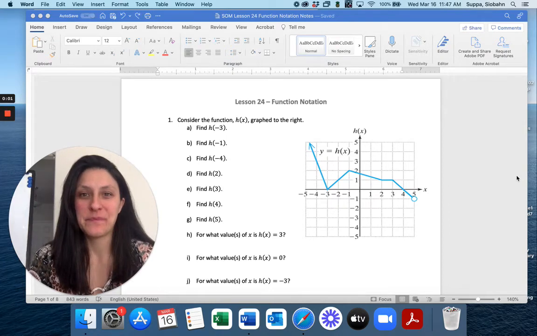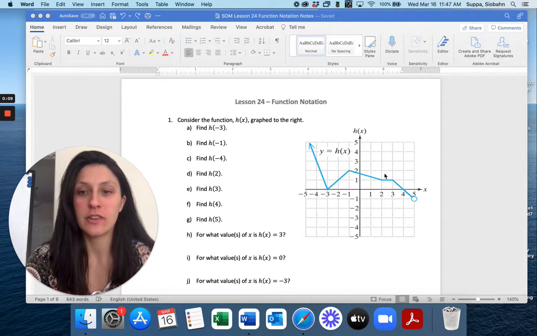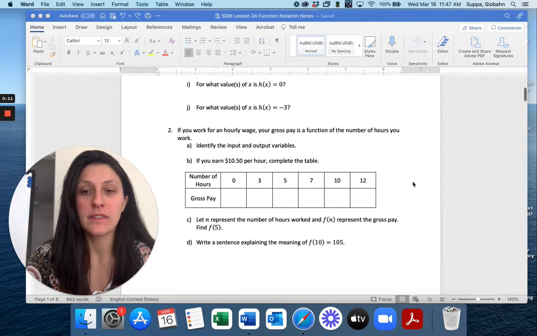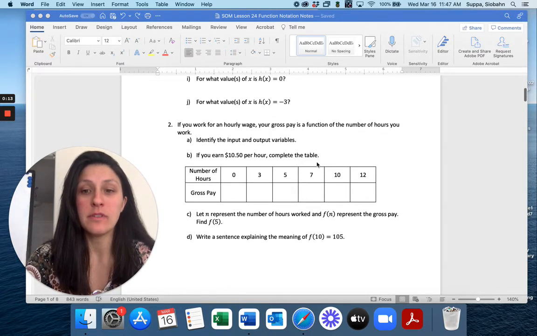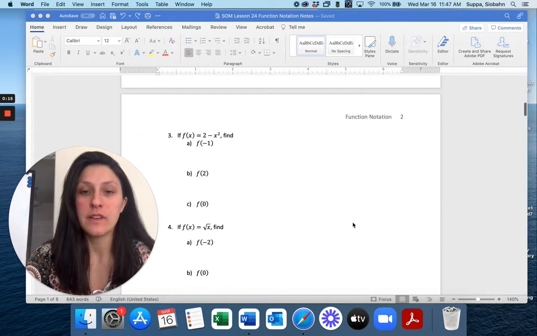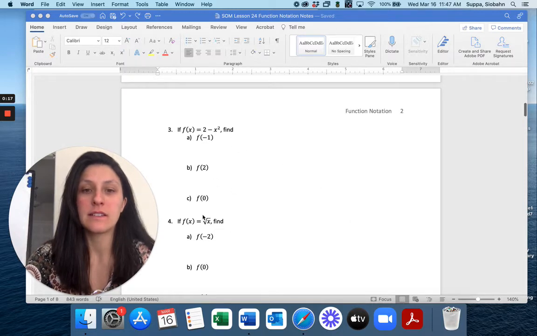Hi everyone. In this lesson, we're going to talk about function notation. We're going to talk about it in three different ways. First, we're going to look at a graphical example. Next, we'll look at a table in a real-life example. And finally, we'll look at some problems algebraically.